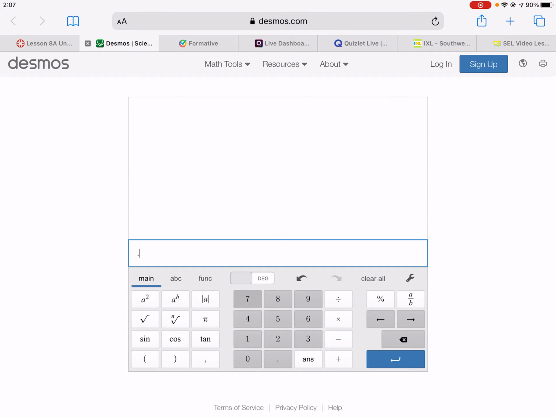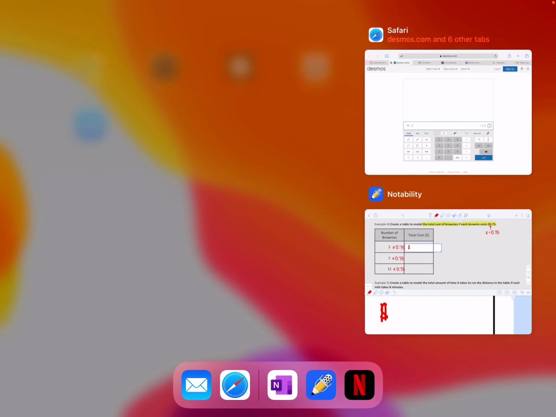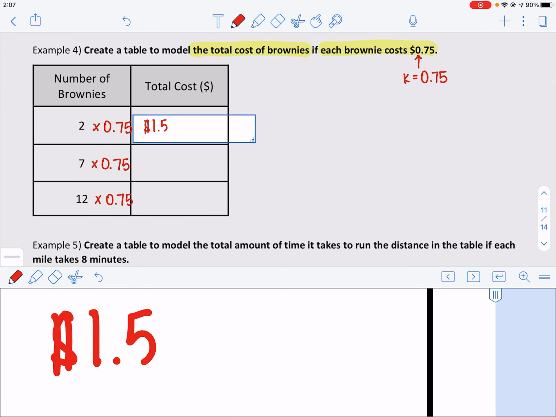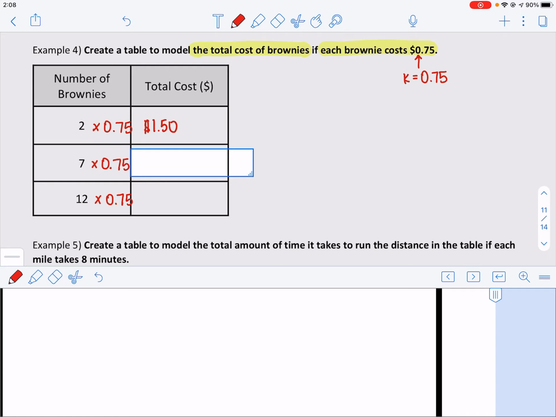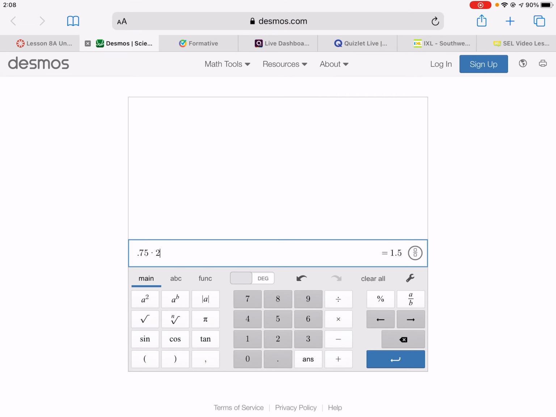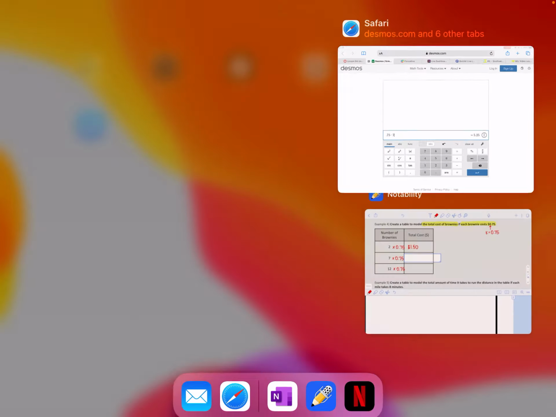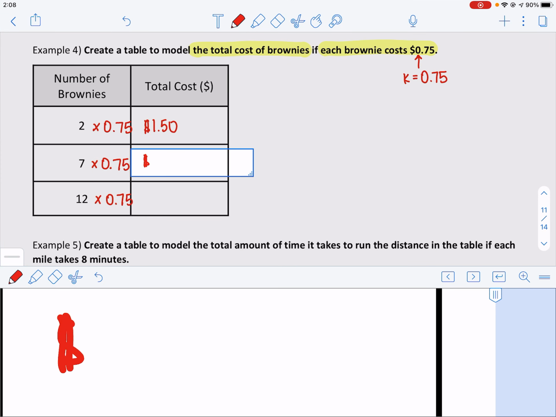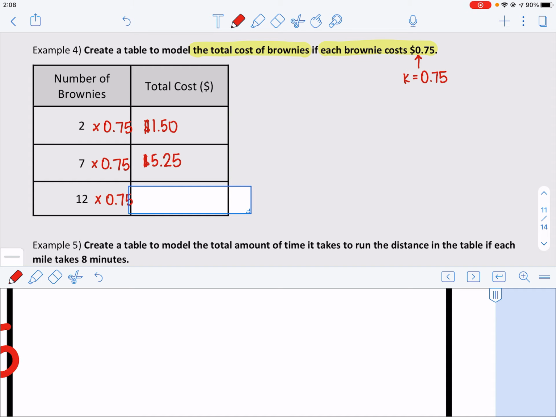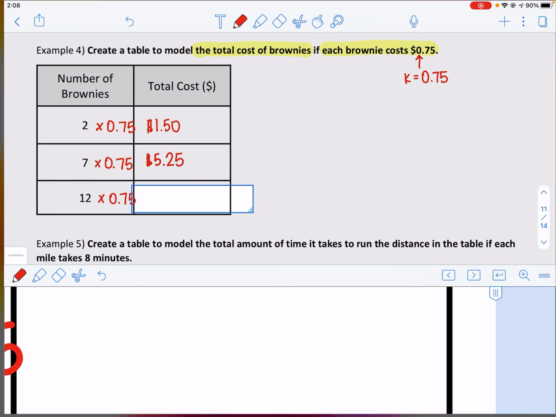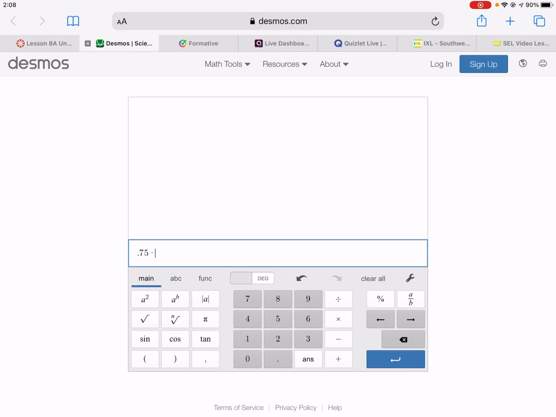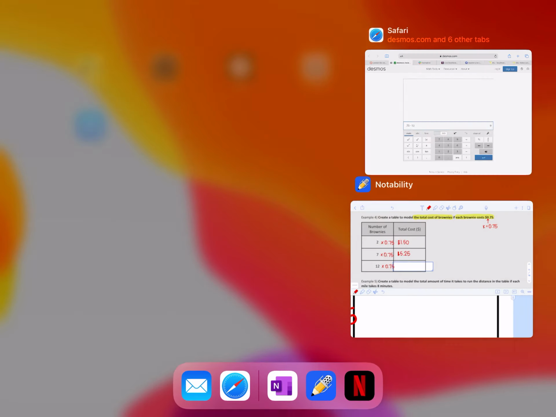So you got 75 cents times 2 gives you $1.50. 75 cents times 7, $5.25. And then go and tell me, what do you get for this last value? What would your total cost be if you buy 12 brownies? All right, so if you buy 12 brownies, we're just going to make this a 12, and we end up spending $9.